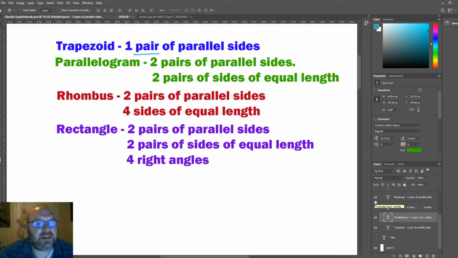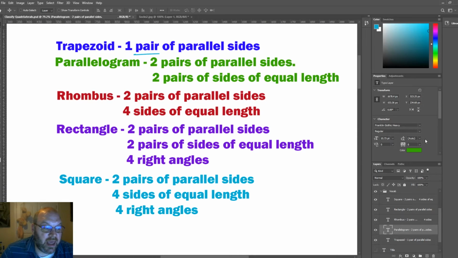A rectangle, we've all seen a rectangle, but this is the definition of a rectangle. It is two pairs of parallel sides, two pairs of sides of equal length, and four right angles. If you can think in your head what a rectangle is, okay, does it have two pairs of parallel sides? Are there two pairs of sides of equal length? Four right angles, yeah? And a square. We all know what a square is. Here's the definition though. It is two pairs of parallel sides, four sides of equal length, and four right angles. All right?